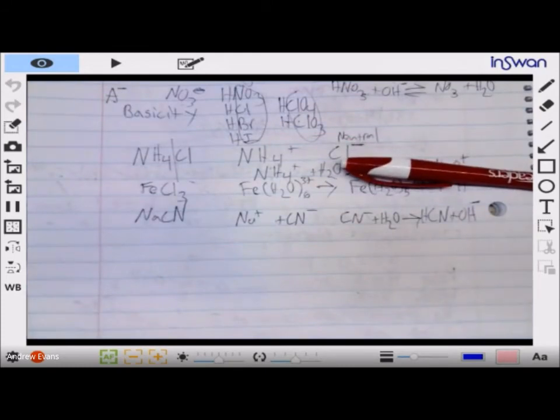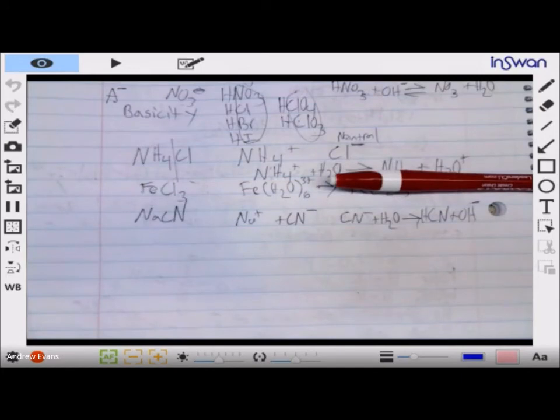Now there's one other possibility where they're both weak, and then you would have to actually compare the size. And that's kind of a little hard. You have to compare, is the Ka bigger than the Kb? And the bigger value would be the stronger effect, I think.